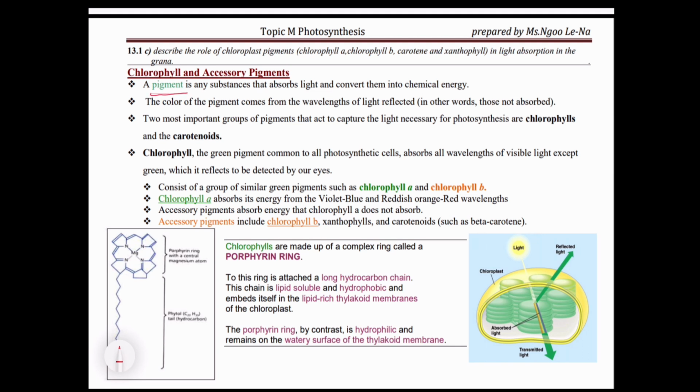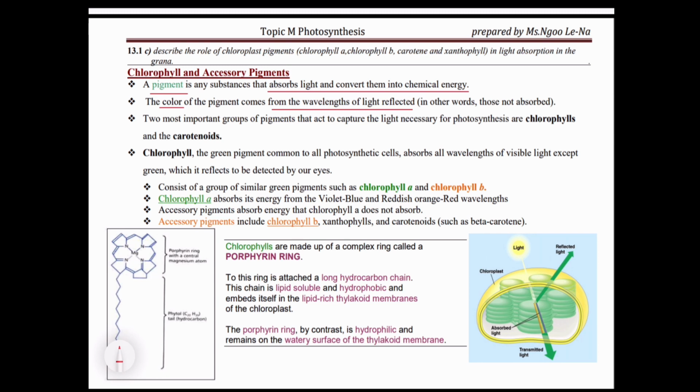Pigment is any substance that can absorb light and convert it into chemical energy. So what makes chlorophyll appear green? The color comes from the wavelength that they reflect. It means that chlorophyll found in plants appears green because they do not absorb green. Instead, they absorb other wavelengths such as blue and red.